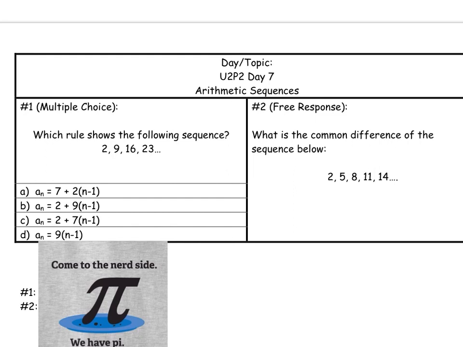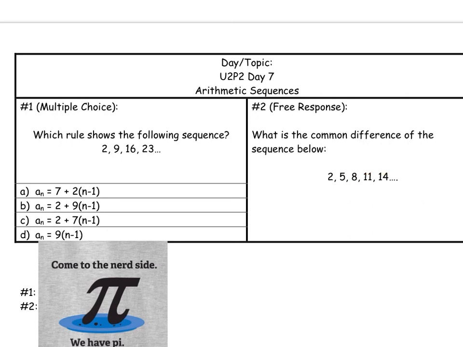Which rule shows the following sequence? So you want to figure out, what's the first term, what's our A1? And then what's the common difference? How are we getting from 2 to 9, from 9 to 16, and 16 to 23? And the second question, what is the common difference? So again, how am I getting from 2 to 5, 5 to 8, 8 to 11, and 11 to 14?